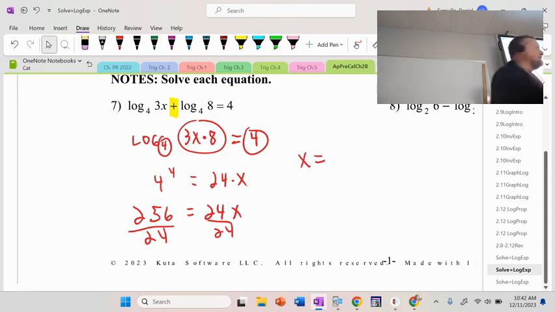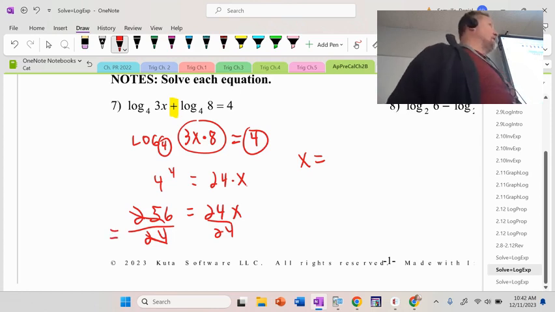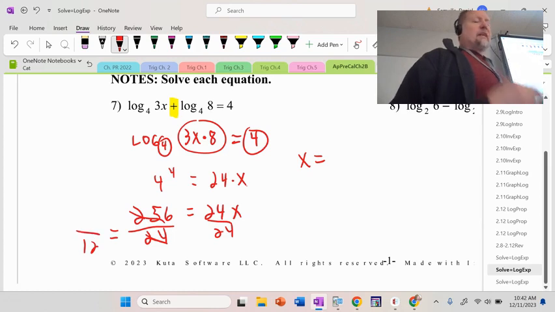I purposely did get some bigger numbers here. Okay, watch this. I'm going to impress you with my simplifying skills. At least 2 goes into both of these. 2 times 12 is 24. I just have to do a little bit of thinking on this. 2 times 128 is 256.